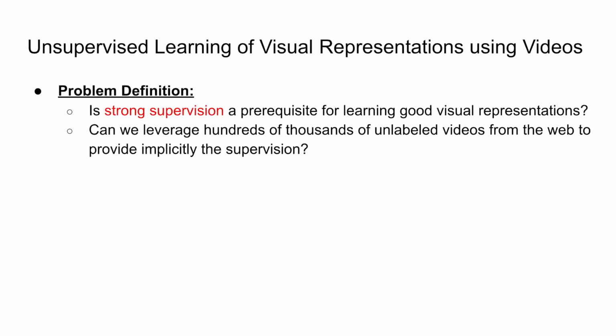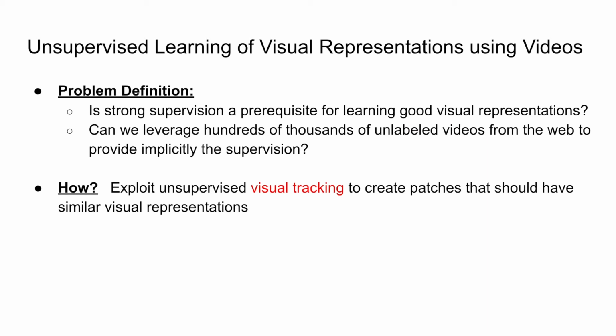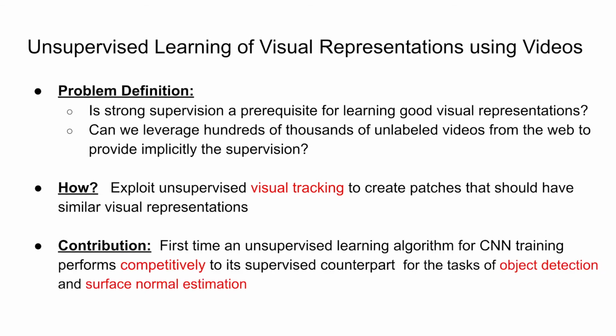The second paper explores a new, innovative and unsupervised way to create visual representations of images using CNNs. The key idea of this work is to leverage unlabeled videos harvested from the web to provide implicit supervision. To do so, the authors utilized visual tracking to extract pairs of patches that should have similar visual representations in deep feature space. This completely unsupervised approach was found to yield highly competitive performance on the object detection and surface normal estimation tasks when compared to the corresponding supervised approach of training CNNs, during which labels of images are available.